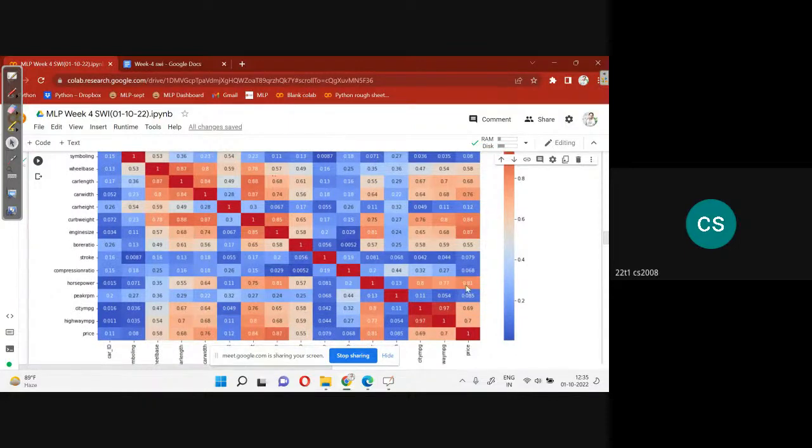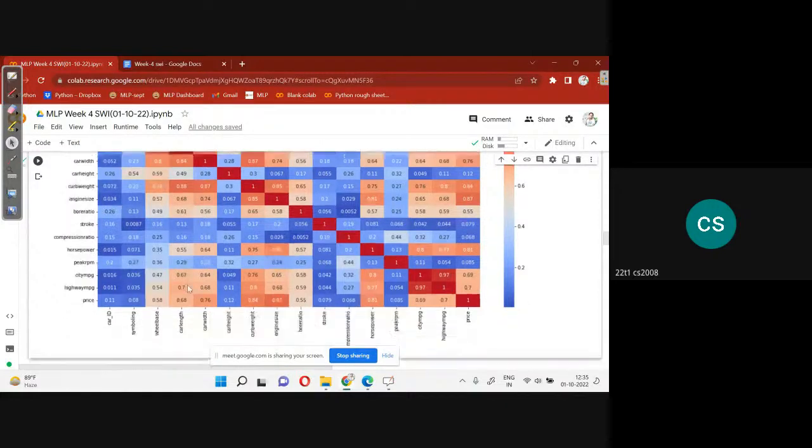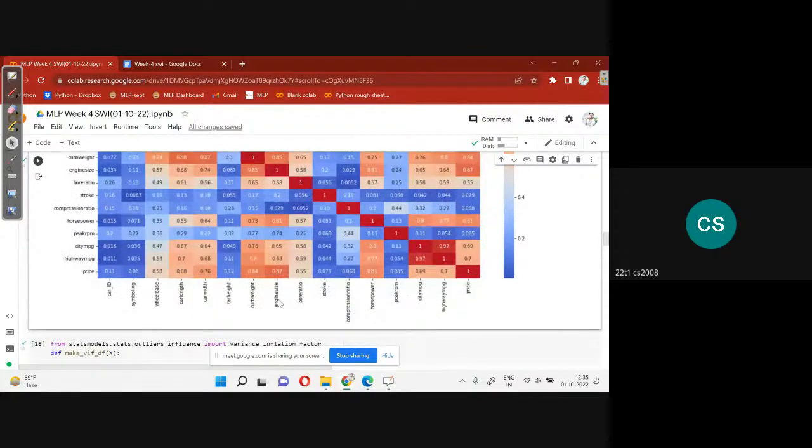Why are we saying that? The higher the engine size, the higher the horsepower. If you see the correlation between horsepower and engine size, it will be very high. Just check: this is the engine size and this is the horsepower. It has a 0.81 correlation. It completely makes sense.